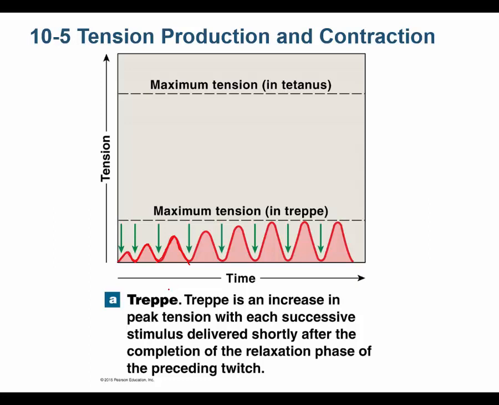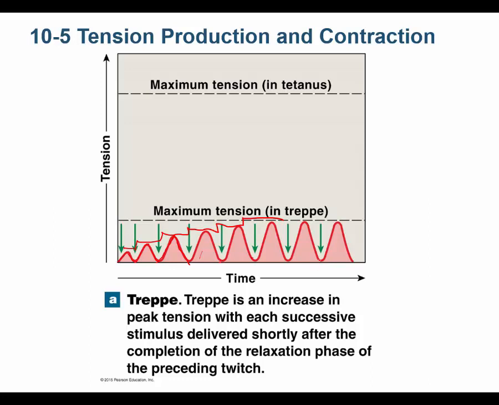And the biggest thing here to differentiate treppe from other types of tension production is this. The myofibers are completely relaxing in between twitches. So they're completely relaxing and coming to zero. But each successive twitch has slightly more tension than the previous one. So it staircases. It's like a staircase. In fact, that's what I think treppe means.